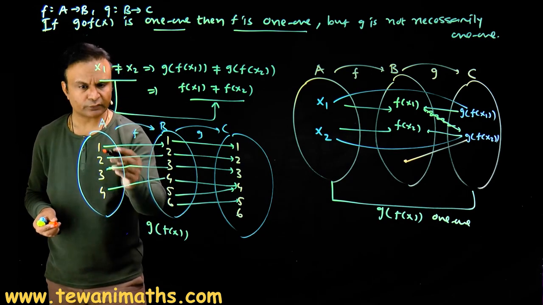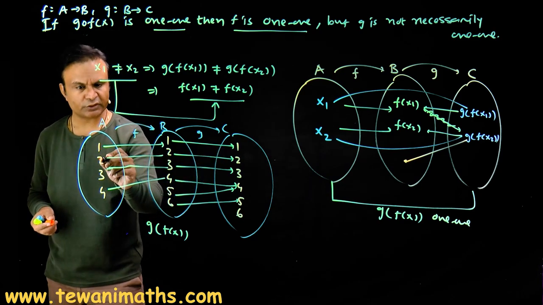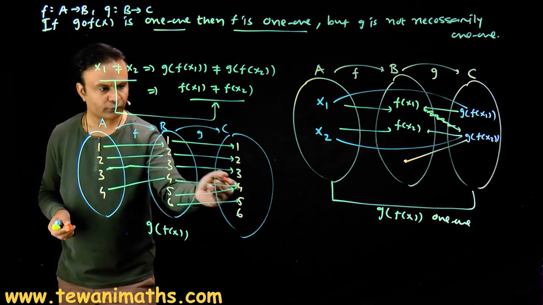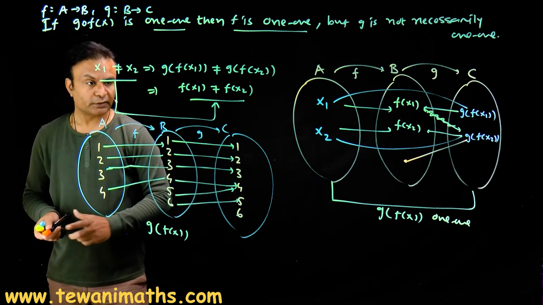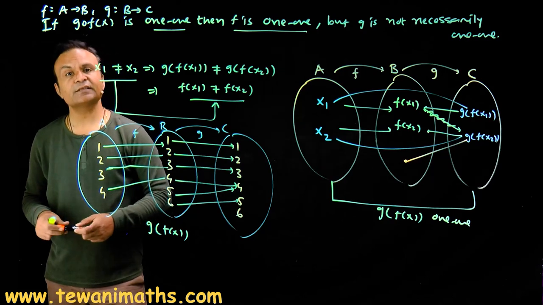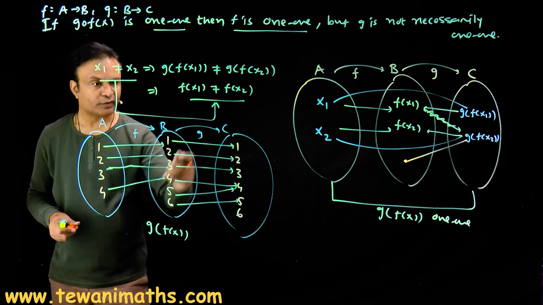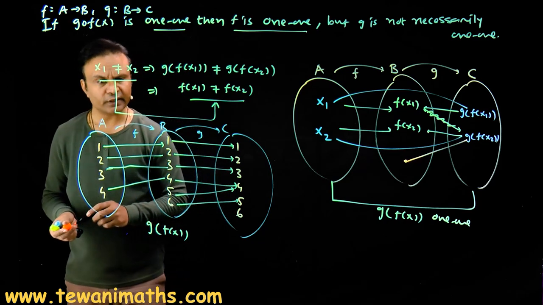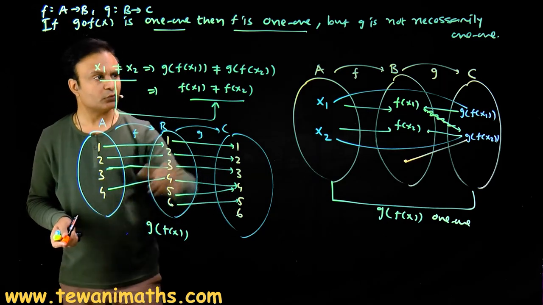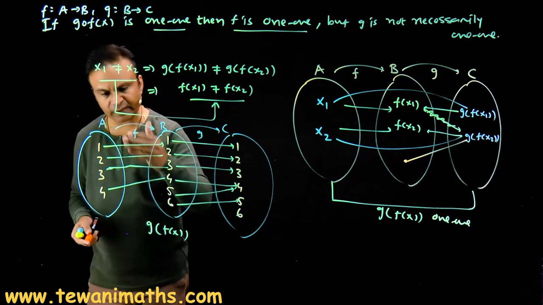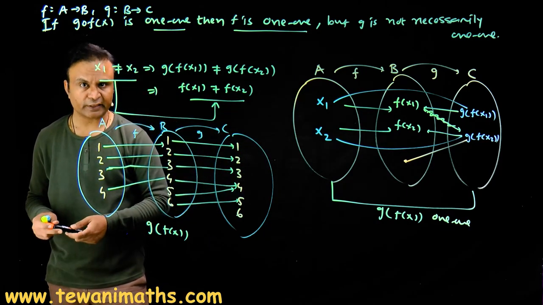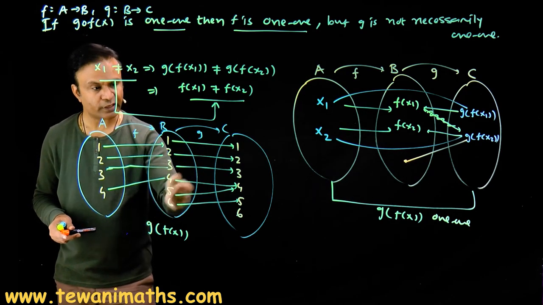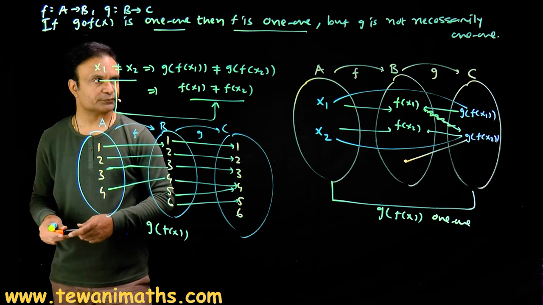Now we can check, g of f of 1 is equal to 1, g of f of 2 is equal to 2, g of f of 3 is equal to 3, and g of f of 4 is equal to 4. That means function g of f(x) is 1-1, but here function g is not 1-1. This function is many-1. Function f had to be 1-1, which we have already proved here. Therefore I have taken function f as 1-1. But on g there is no restriction here. It can be many-1 also.